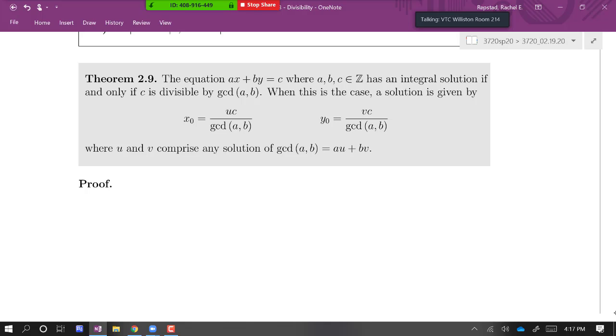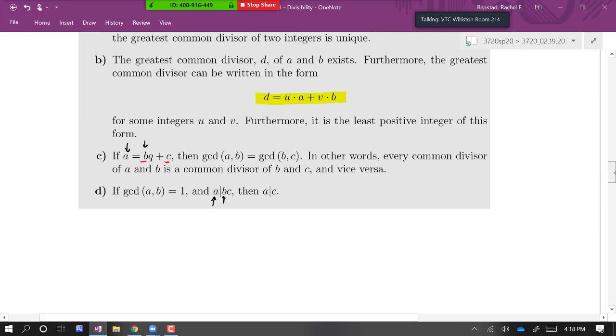Remember that we already said on the previous page that the greatest common divisor is the smallest integer that can be written as a linear combination of a and b. So this is sort of an extension of that. When this is the case, a solution is given by those two values where u and v comprise any solution of this. So here, I'm just going to scroll back.